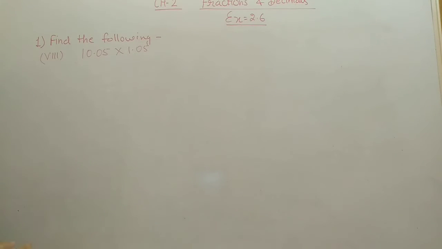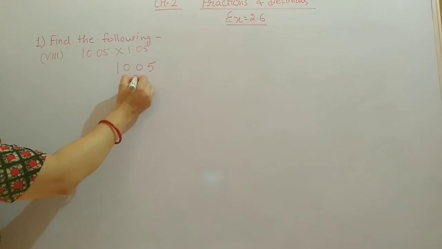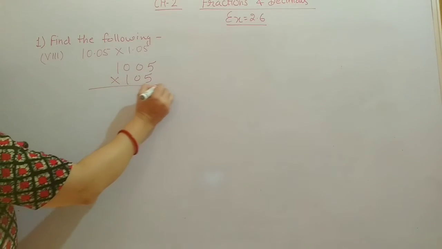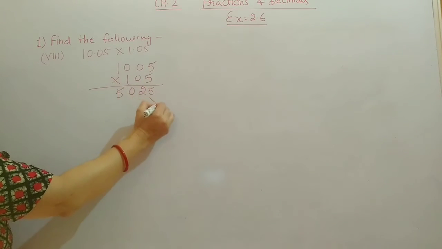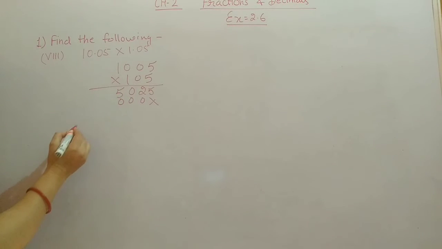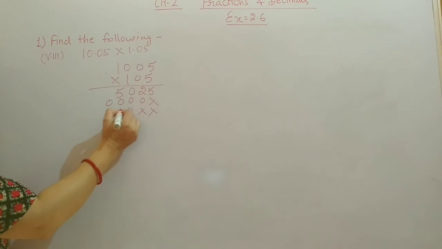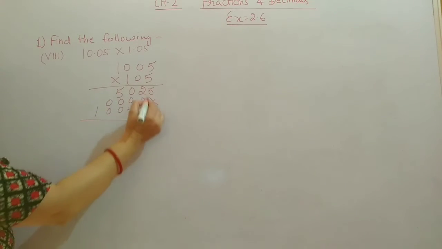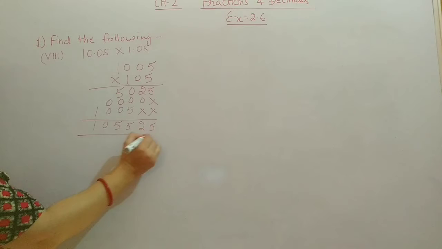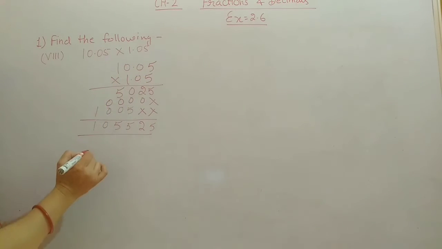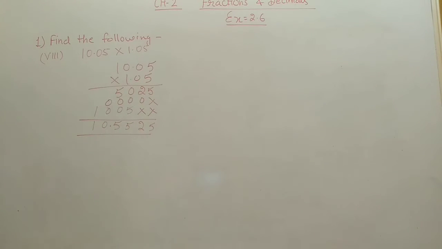Eighth part, 10.05 multiplied by 1.05. Multiply it by 105. 5 5s are 25, 5 carry over, and 5 1s are 5. Leave the space. Next we have to multiply with 0, so everywhere 0 will come. Again leave one more place. Multiply it we have to do with 1. Add it. Now we have 2 decimals here, 2 decimals here. Total 4 decimals. 1, 2, 3, 4. Answer is 10.5525.